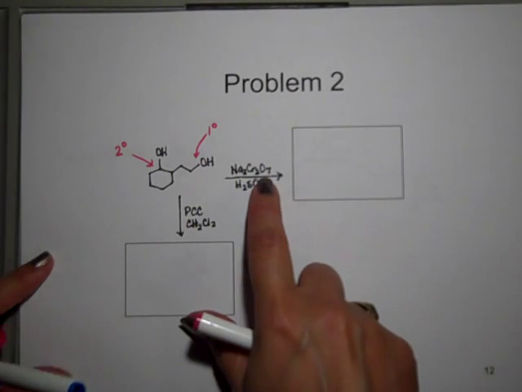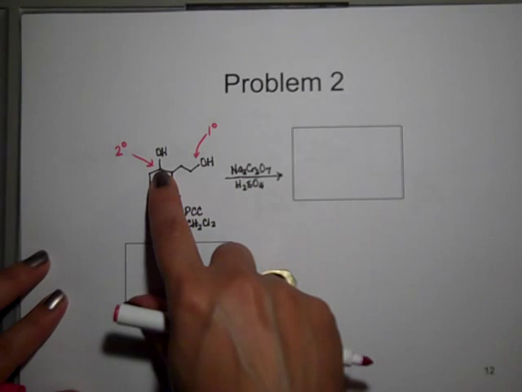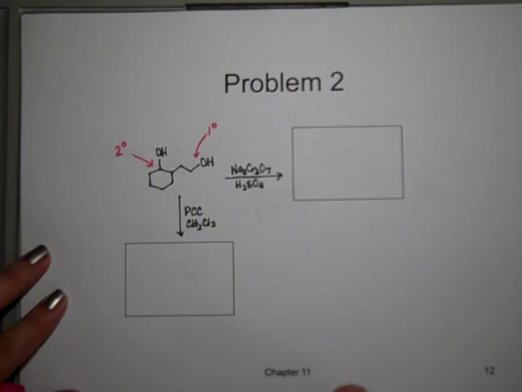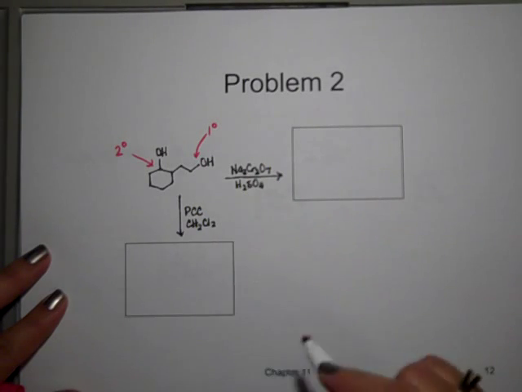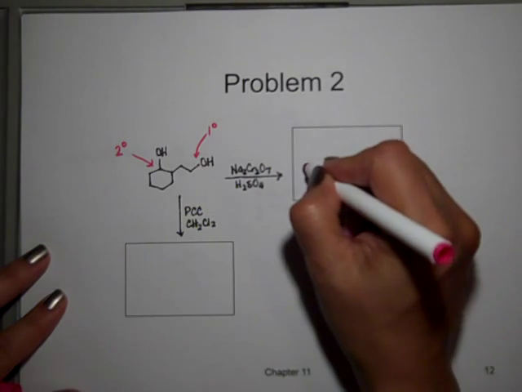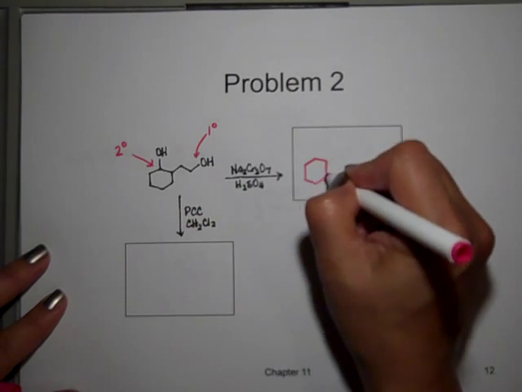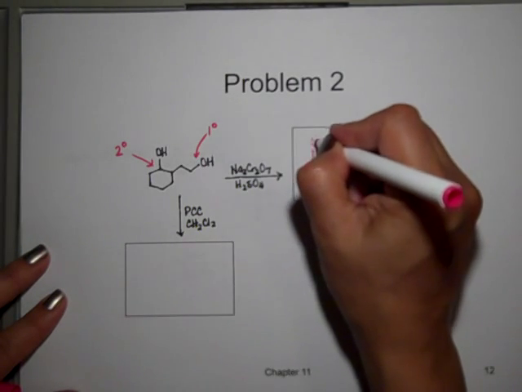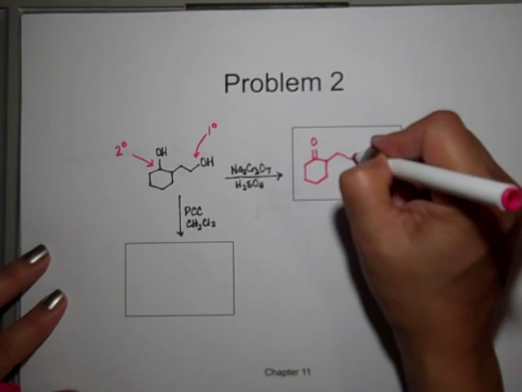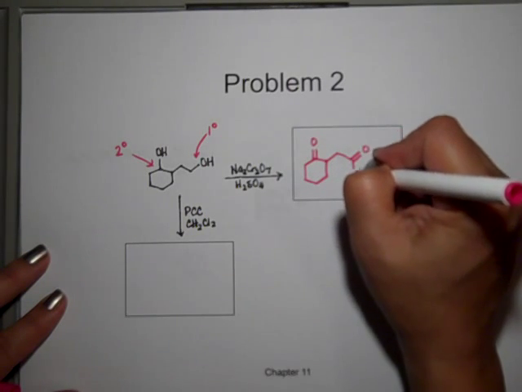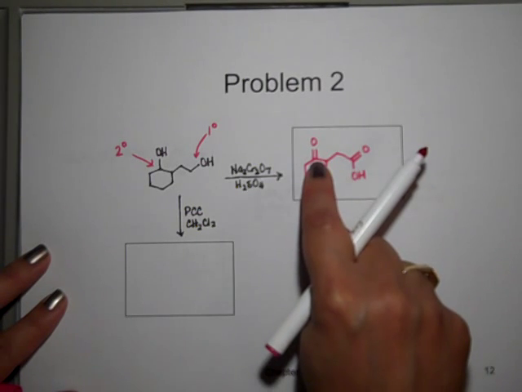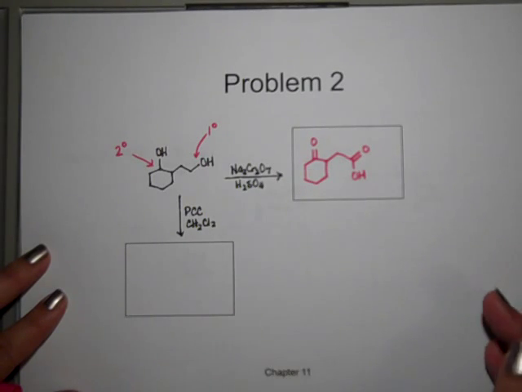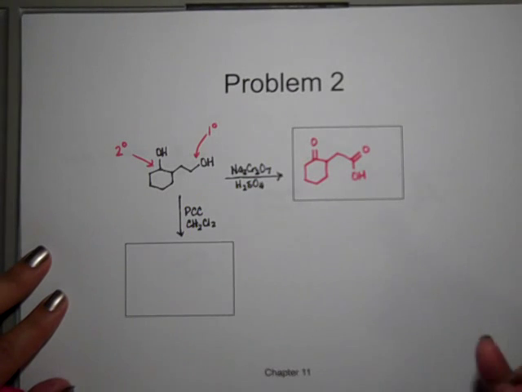When you use the sodium dichromate, the secondary will go to the ketone. What is the primary going to go to in the presence of the dichromate? If you answer the carboxylic acid, you're correct. So I'm going to oxidize that primary alcohol to the carboxylic acid. But notice that my secondary, there's only one thing you can do to a secondary alcohol, and it's oxidize it to the ketone, and that's it. There's nothing else we can do.